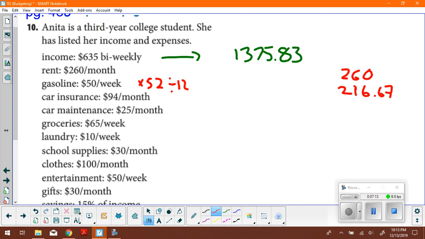Okay, car insurance is per month, so we've got that. Car maintenance, 25. Okay, groceries, it's per week, so same thing. And per month, that's $281.67. Okay, laundry is $43.33.